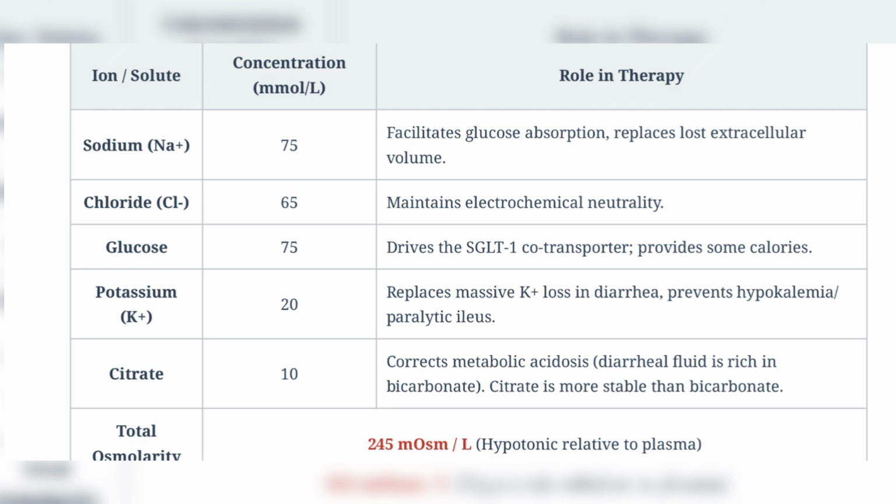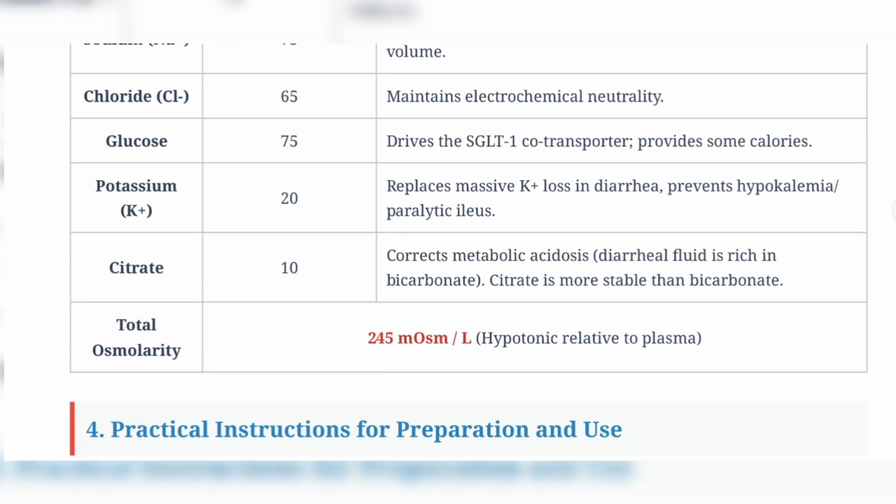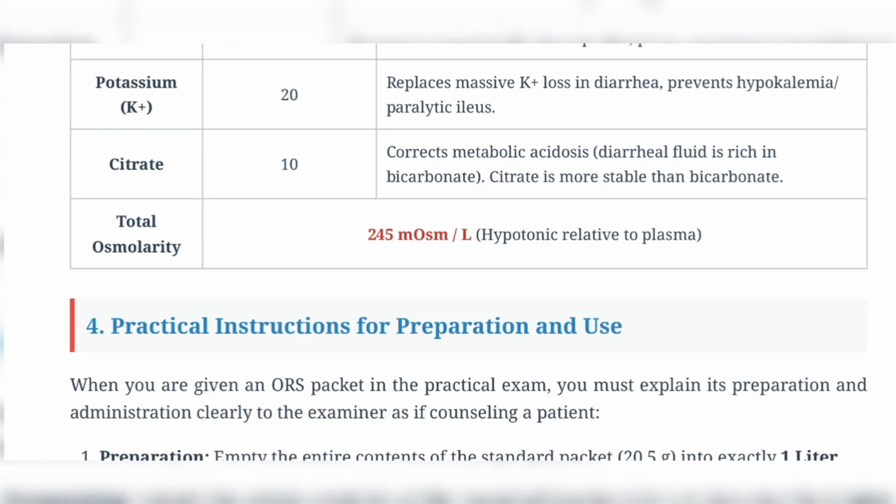Potassium concentration in the new low osmolarity ORS is 20 millimole per liter, which replaces massive potassium loss in diarrhea and prevents hypokalemia and paralytic ileus. Citrate concentration is 10 millimole per liter. Citrate corrects metabolic acidosis. Diarrheal fluid is rich in bicarbonate. Citrate is more stable than bicarbonate. Total osmolarity is 245 milliosmol per liter, which is hypotonic relative to plasma.